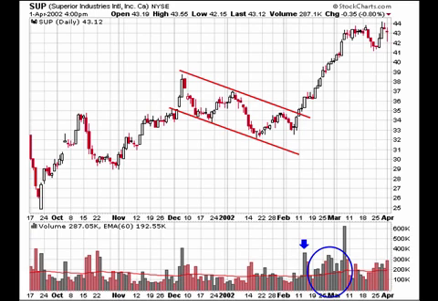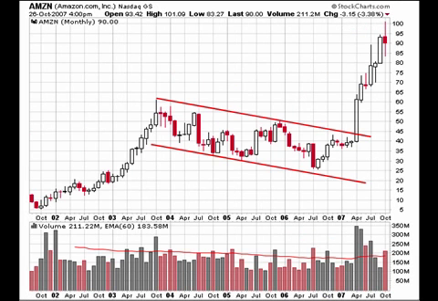Superior Industries. Nice rectangle within an uptrend. Volume surged on the breakout and stayed strong for a couple additional weeks. Amazon.com. This pattern was so big we show it here on the monthly chart. It took 3 years to form, and when it busted out, the stock more than doubled in just a couple months.